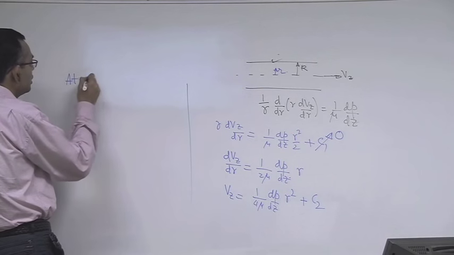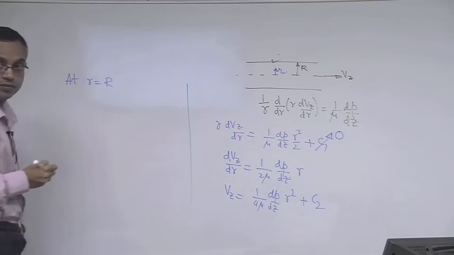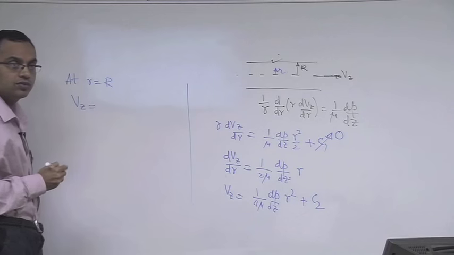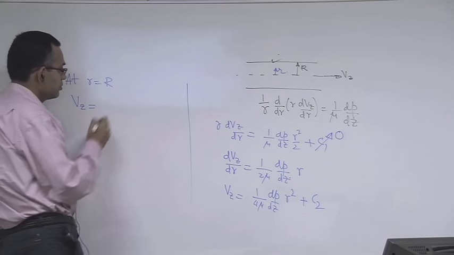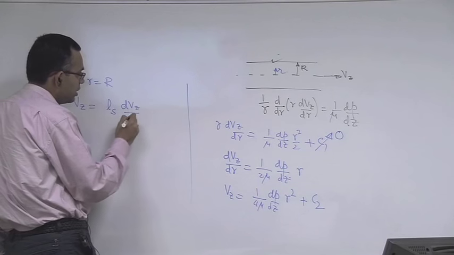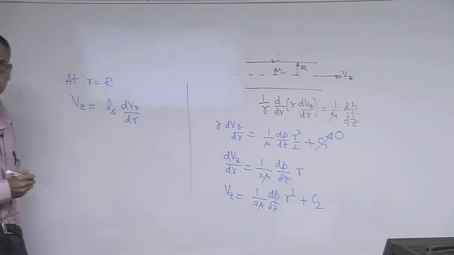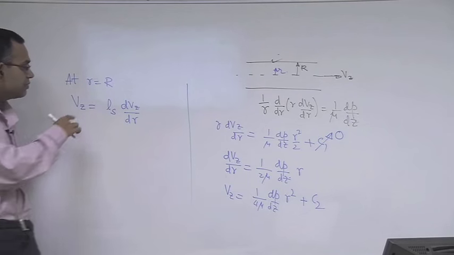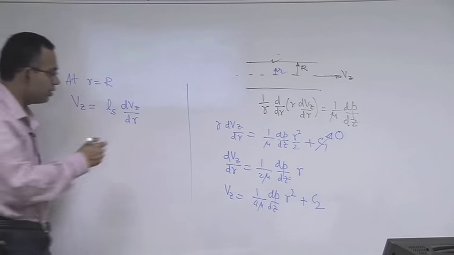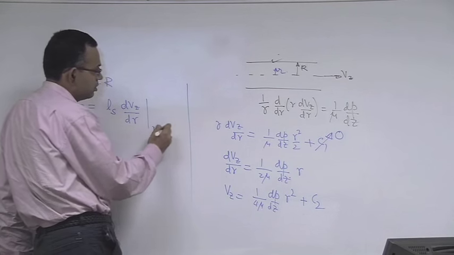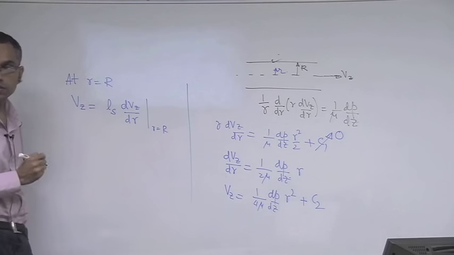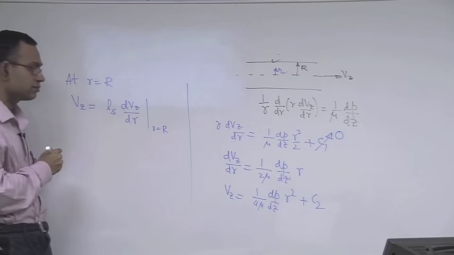What is the boundary condition at small r is equal to capital R? Vz is equal to... if we write this, is it correct? If we write Vz is equal to Ls into dvz dr at the wall, of course, is it correct? Actually, there is an error in it. So, I want to pinpoint that error.